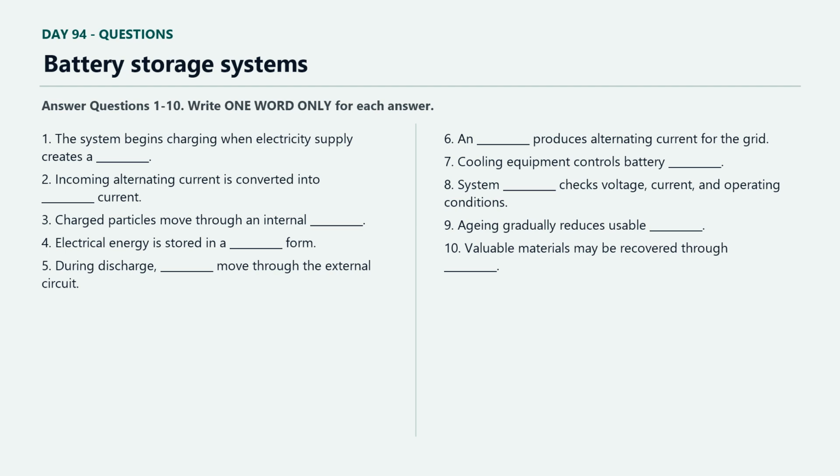When the network requires energy, the sequence reverses. Charged particles move back through the cell as the chemical reaction releases stored energy. Electrons cannot pass through the separator, so they travel through the external circuit and perform useful electrical work. Their movement creates direct current at the battery terminals.